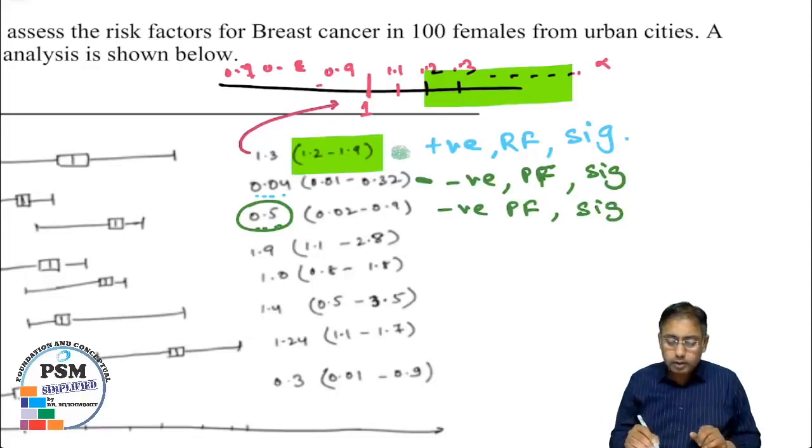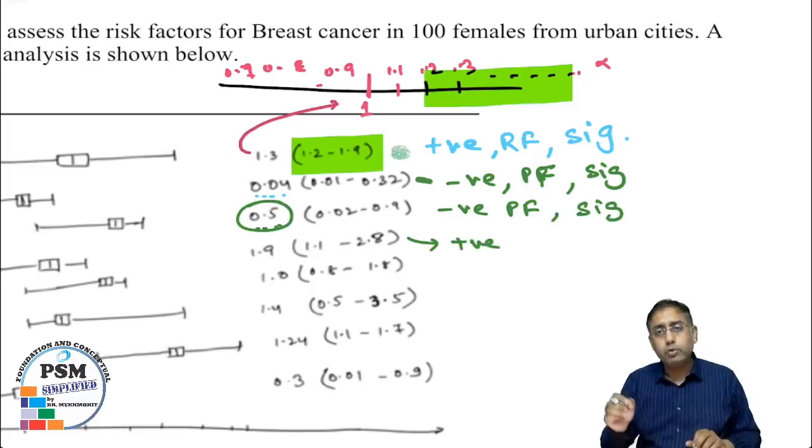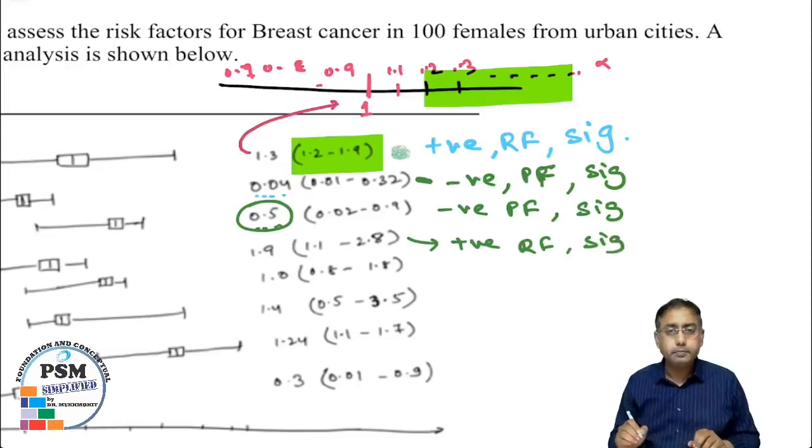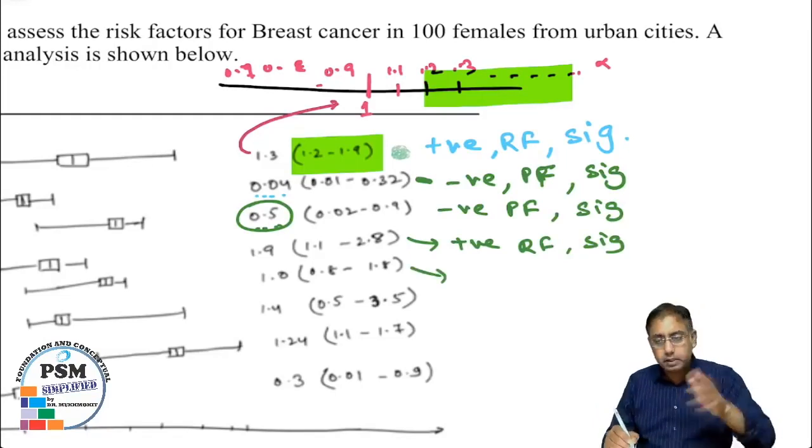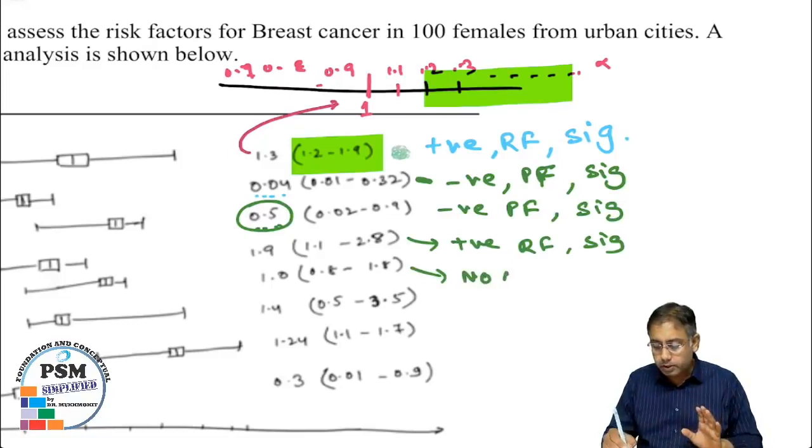If you look at the third, this third is a positive association 1.9. It ranges from 1.1 to 2.8. It is a risk factor and it is significant again. Next, the odds ratio is 1. So obviously this odds ratio means no association.